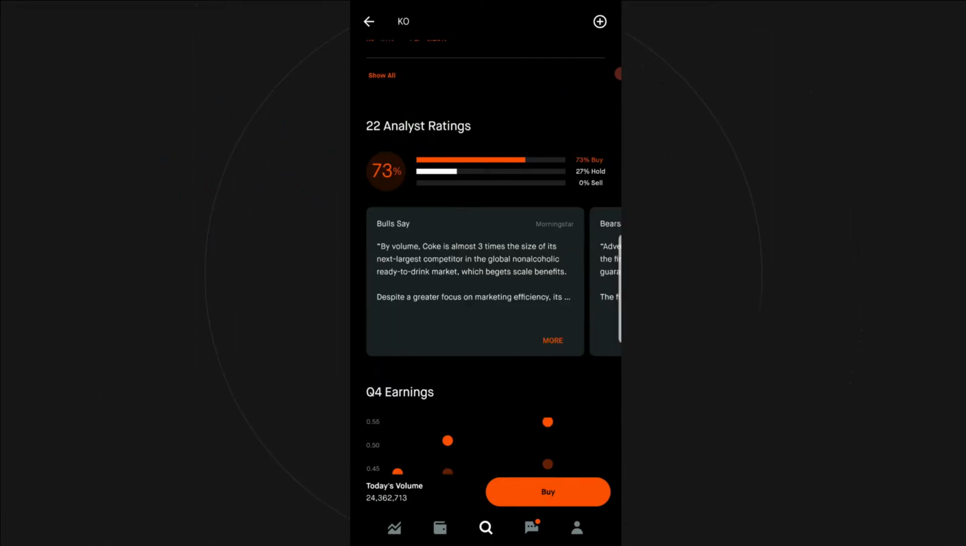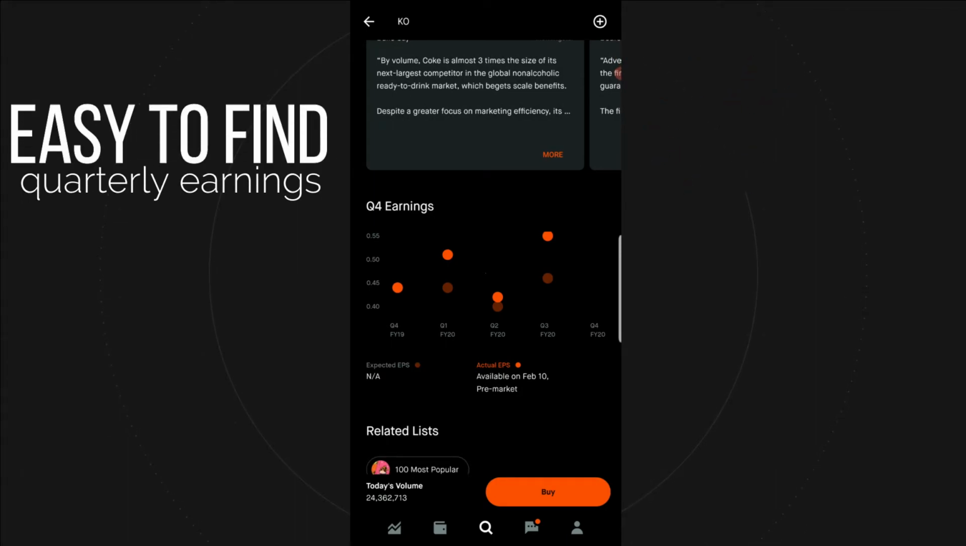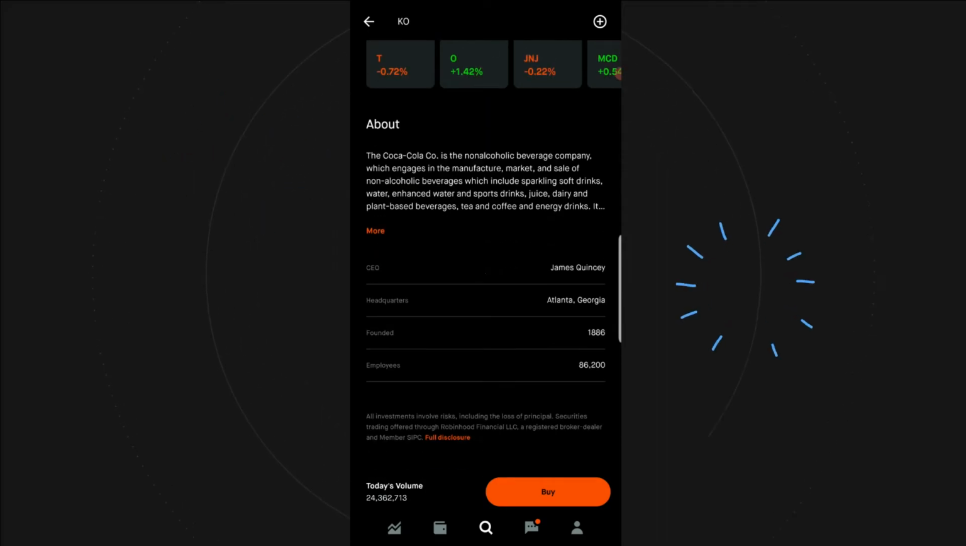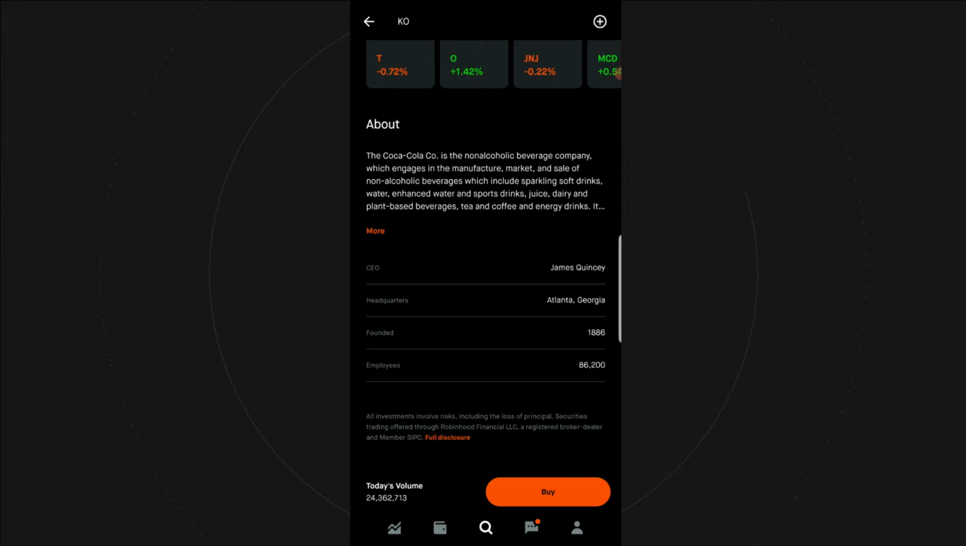Analyst ratings regarding your stock, you can see, it's pretty neat. Robinhood does this. It shows very quickly right on this main screen here the quarterly earnings of the company, so you can take a look over those. Then at the very bottom here, we get a short little blurb about what the Coca-Cola company is. So if you didn't really know, you can see this little tiny paragraph.